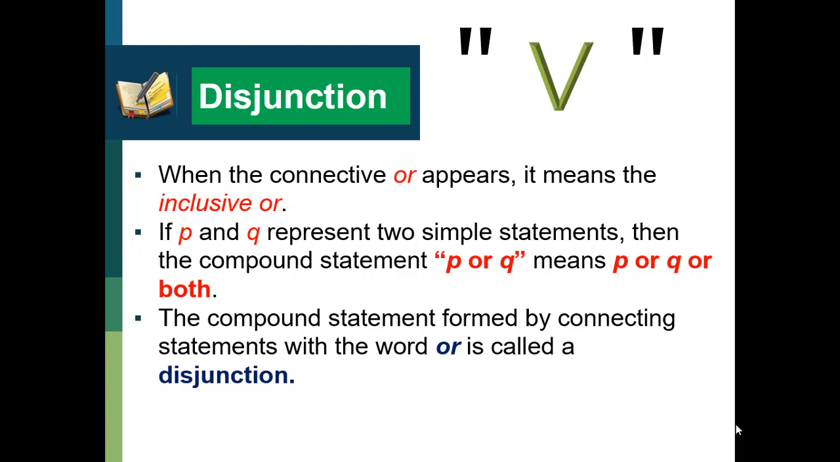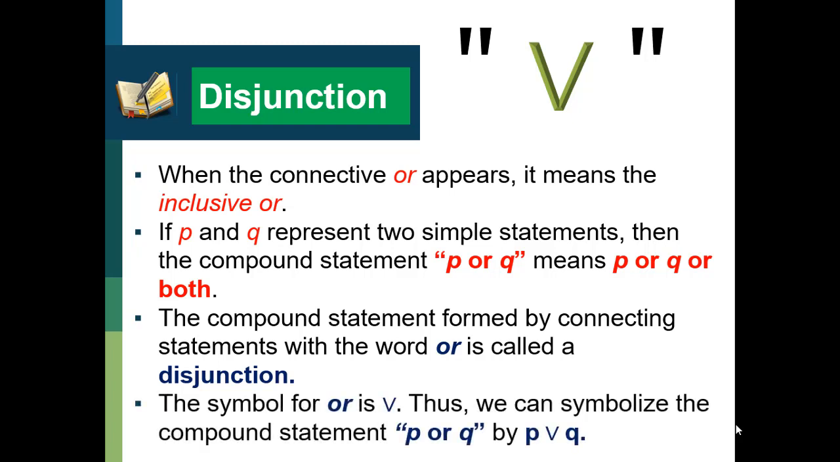See the difference between conjunction and disjunction? In conjunction, we're using the word and. In disjunction, we're using the word or. Now, the symbol for or is like a letter V. Thus, we can symbolize the compound statement P or Q as P, and introduce the symbol V, then Q. So that will become P or Q.